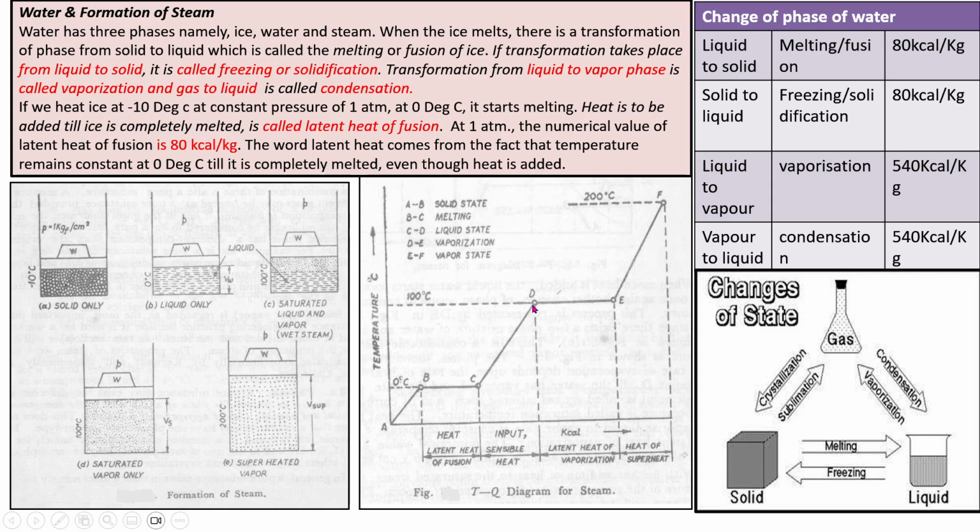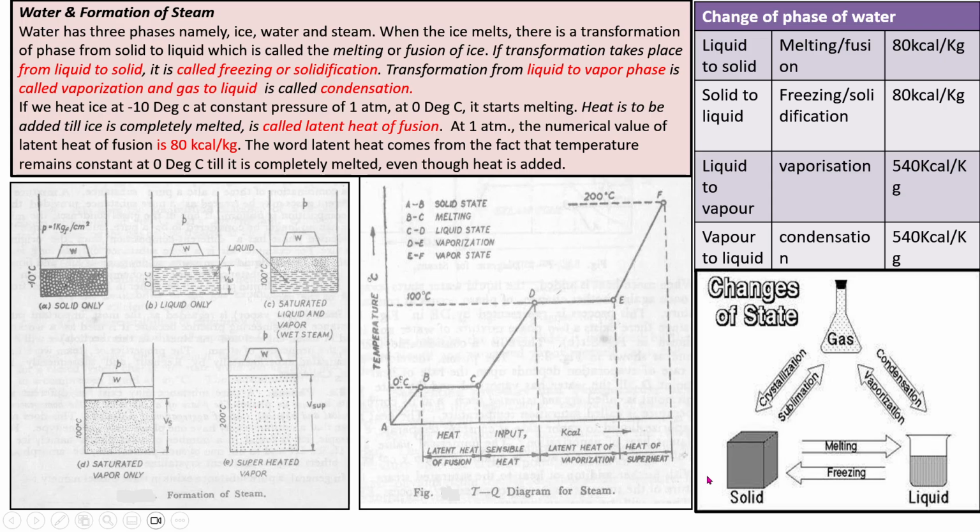When the temperature rises to 100 degrees centigrade, you further heat it. This is called the latent heat. All liquid at 100 degrees centigrade will become vapor. This is called latent heat of vaporization. And then when all liquid has become vapor, you further add heat, its temperature will go on increasing. That is the heat of superheat.